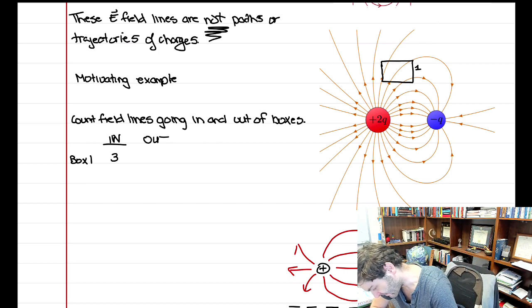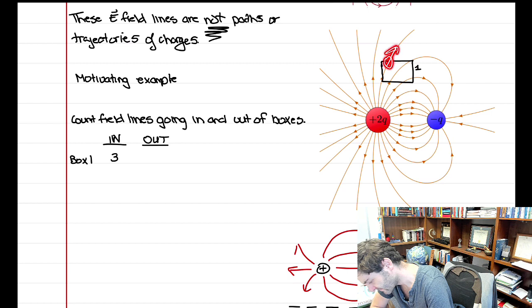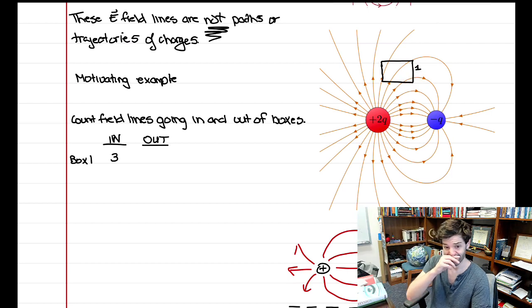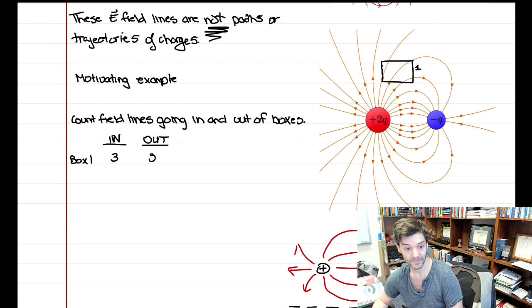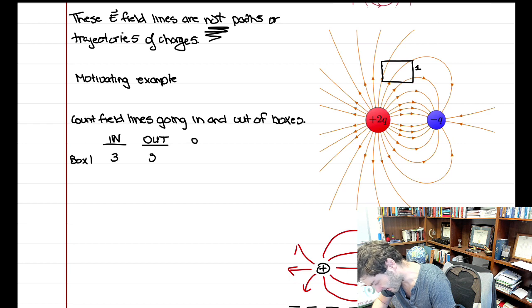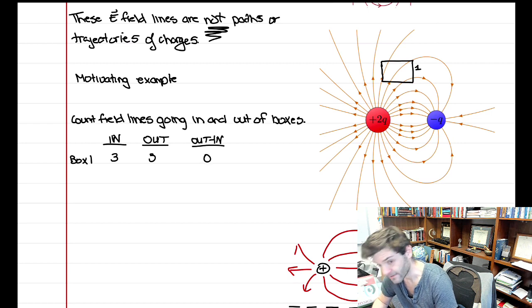And then if I look at how many field lines go out of the box, it looks like this field line goes out of the box there and leaves. This field line goes out of the box there, and this field line goes out of the box there. So all 3 of those field lines that go in also come out. So it looks like 3 go out of the box. And so then out minus in looks like it's 0.